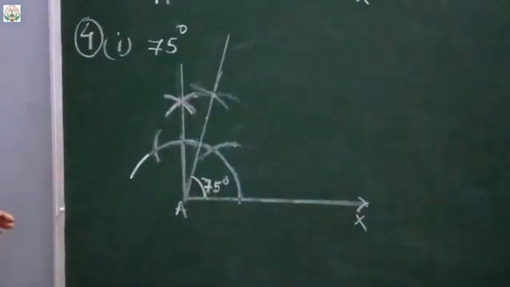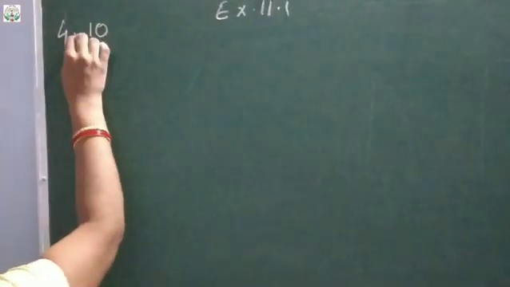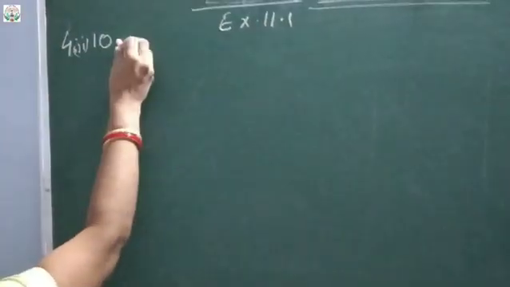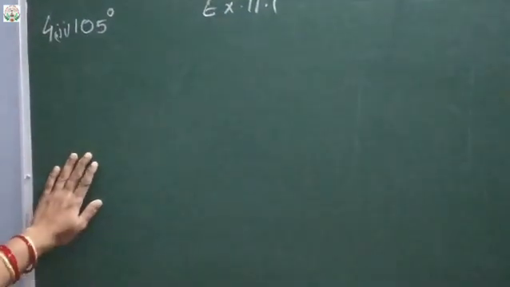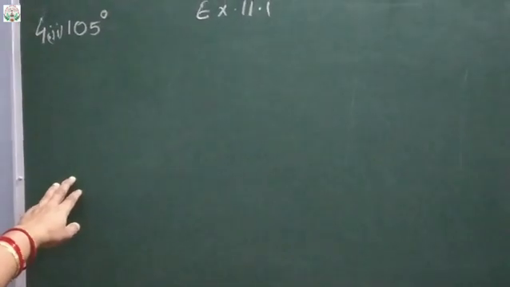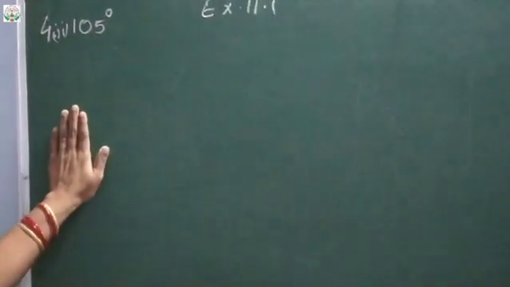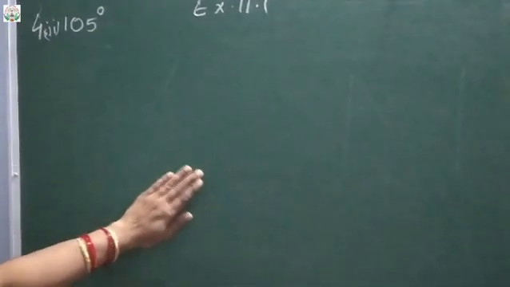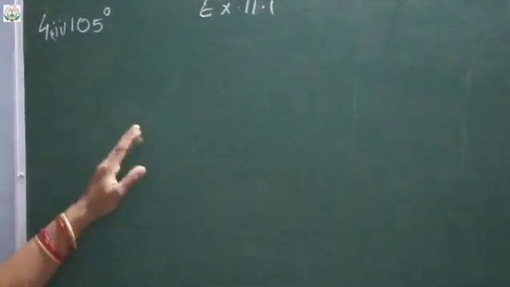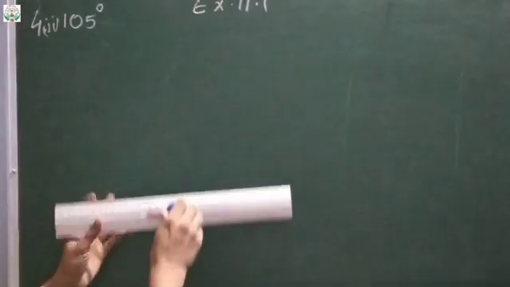That is, the second part, the next question, we have to make what? Second one, fourth one, second is 105 degree we have to construct. So 105 means it is between 90 and 120. 75 means it is between 60 and 90. Now 105 means it is between 90 and 120. Okay, so for that first we will take what?